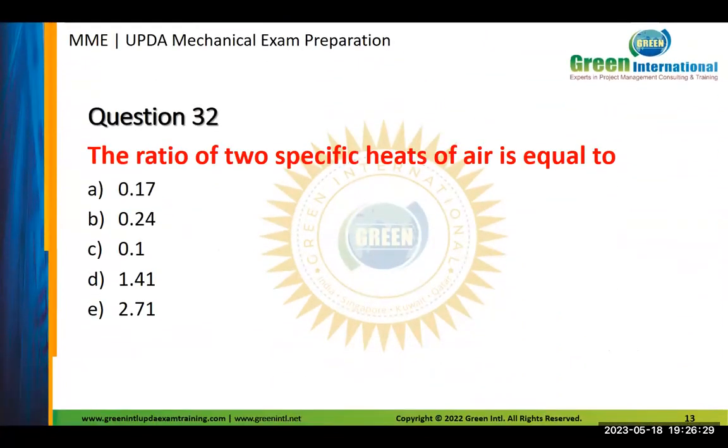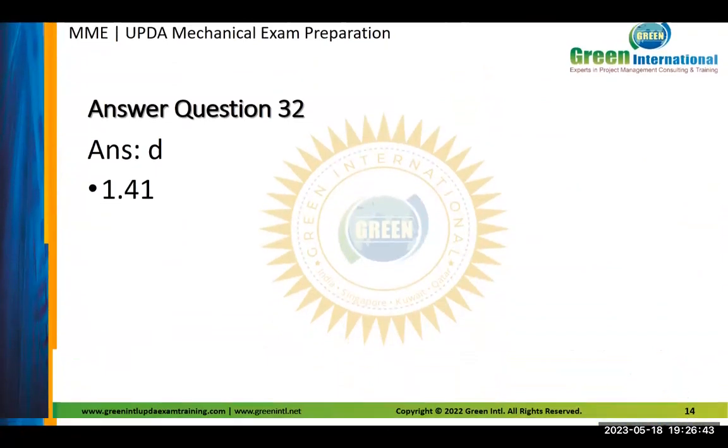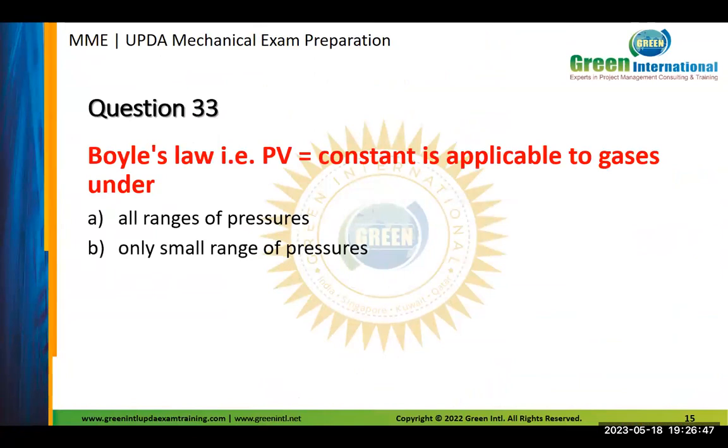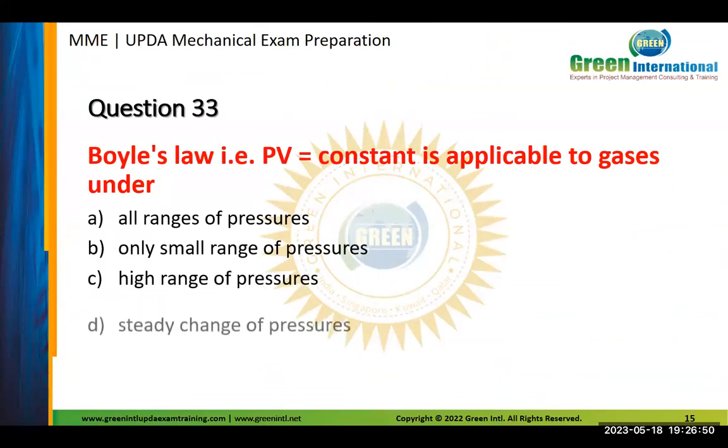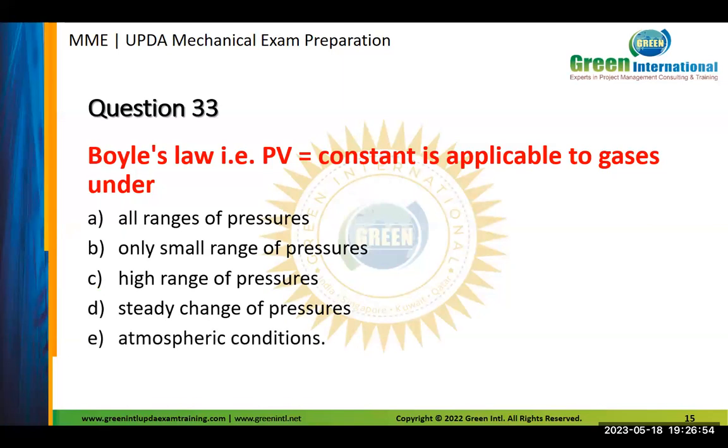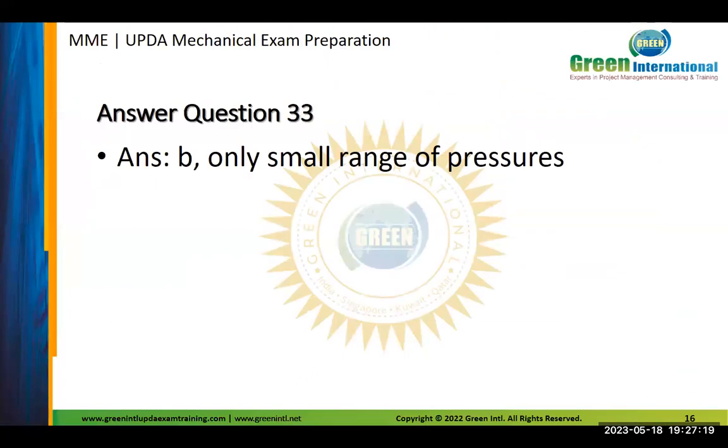The ratio of the two specific heats of air is equal to? D. Boyle's law, PV equals constant, is applicable to gases under? Any idea? PV equals constant applicable to gases under small ranges of pressure.